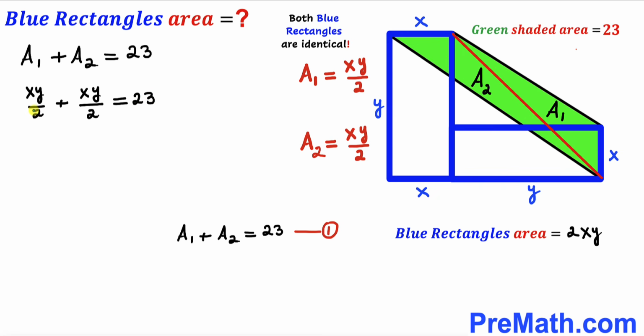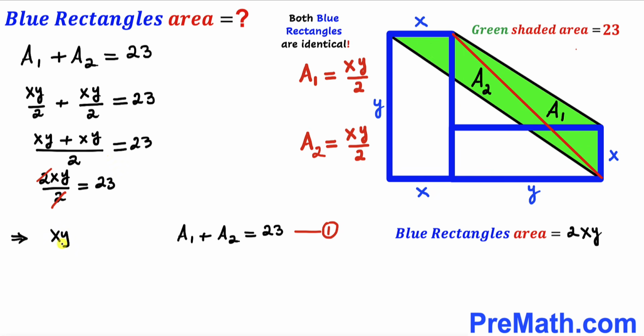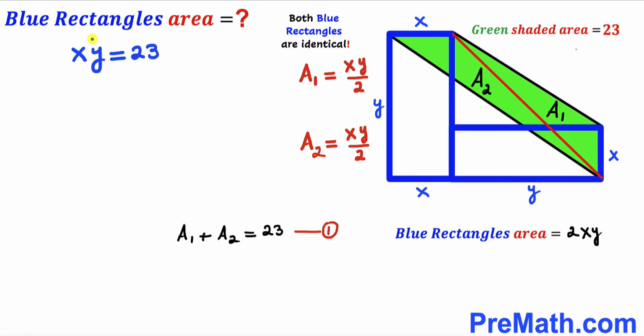Now we can see 2 is a common factor. Here on the top, that is going to give us 2 times xy divided by 2 equals 23. Here we can see 2 and 2 cancel each other out. So our x times y value simply turns out to be 23.